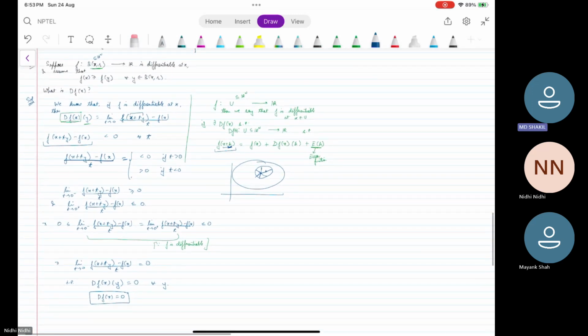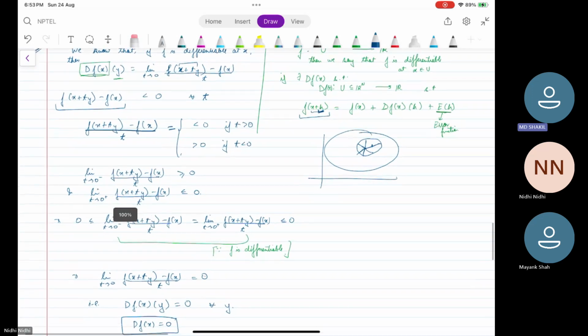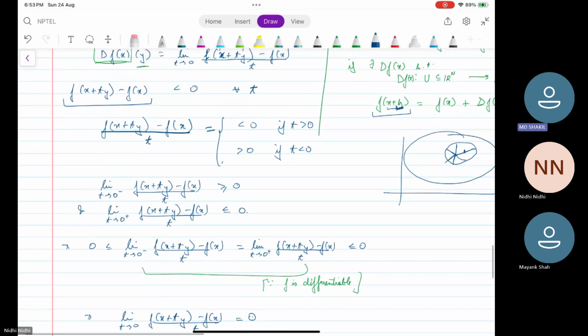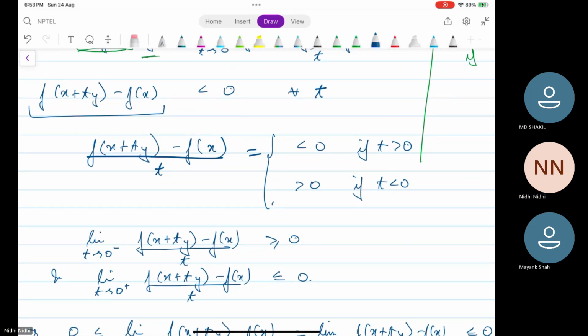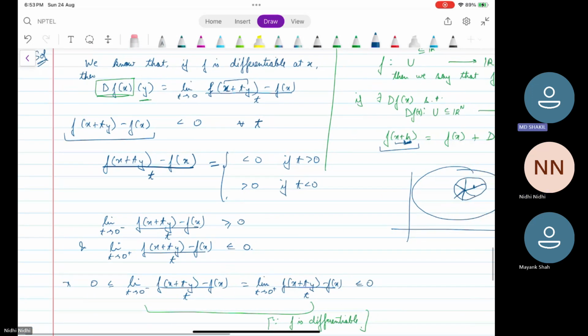Ma'am, how is that limit as t tends to 0 from the left of f(x+ty) minus f(x) by t greater than or equal to 0? See, the numerator is always negative. When we are taking t from the negative side, the numerator and denominator, negative over negative, turn out to be positive. Similarly for 0 plus. Okay, thank you.